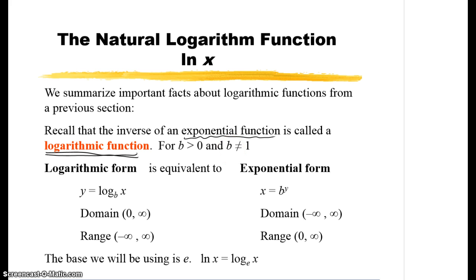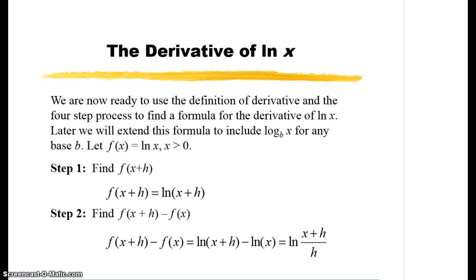The base we'll be using in this section is the base e. So our b will always be the number e. And we remind you that ln of x, this notation means log base e of x, right? Essentially, the natural logarithm is simply the log with base e. With that in mind, we're ready to find the derivative of ln of x, and we're now ready to use the definition of derivative and the four-step process to find that formula. Later we'll extend the formula to include log base b of x for any base b. So we'll be able to calculate the derivative for any base b, not just the base e.